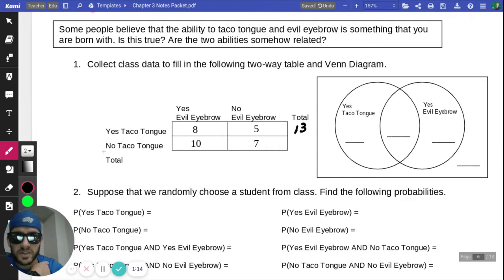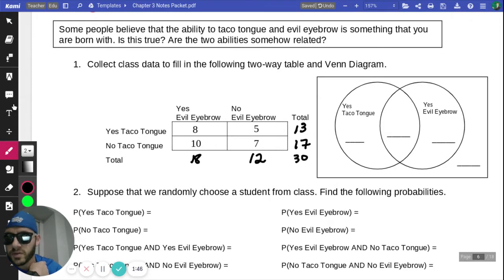People who cannot do taco tongue, whether they can do the evil eyebrow or not, that will be 10 and 7, which is 17. We can add down as well, yes, evil eyebrow, regardless if they can do taco tongue or not, is 8 and 10 is 18. And then we can add down for people who cannot do evil eyebrow. And then when we add to the right, 13 and 17, or down, 18 and 12, both of those get us 30 total people in the class.